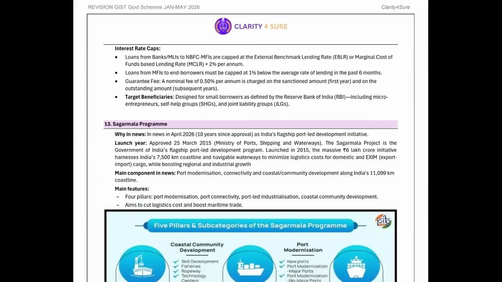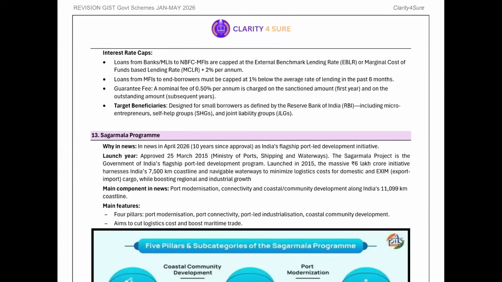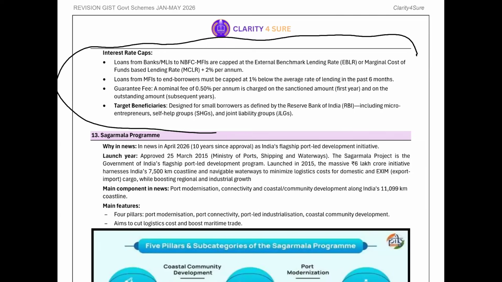Please try to understand. It is a microfinance guarantee which is being provided, and with a memory trick, what can you remember? It is a safety net for small borrowers. Safety net for small borrowers. Is it clear, beta? The rest you don't need to understand that much. Just understand this.